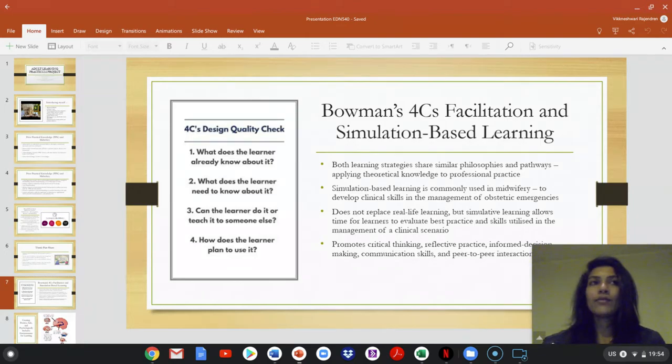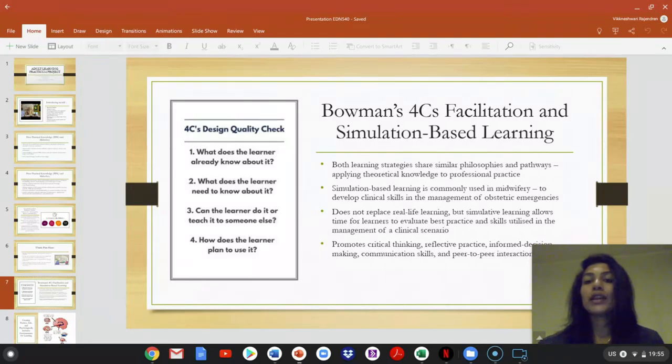So I've been involved in the PROMPT training, which is an obstetric emergency training, and that has to do with simulation-based learning. And it really helps develop clinical skills because it gives people the time to think, which is often not an option in a real life situation.